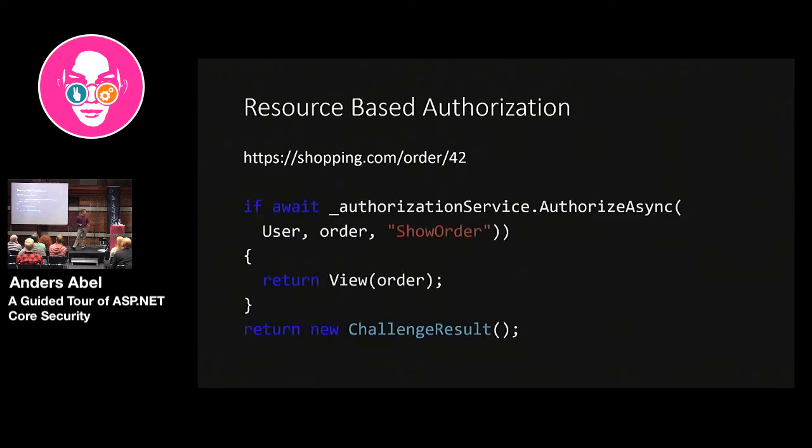From code, I can call the policy evaluation through an authorization service. Use the authorization service and check, do I have access according to the show order policy? Then I have to either return the view with the order or a challenge result. The challenge result is then picked up by the authentication, the cookie middleware, which either prompts me to log in, or if I am already logged in, says, no, you don't have access.